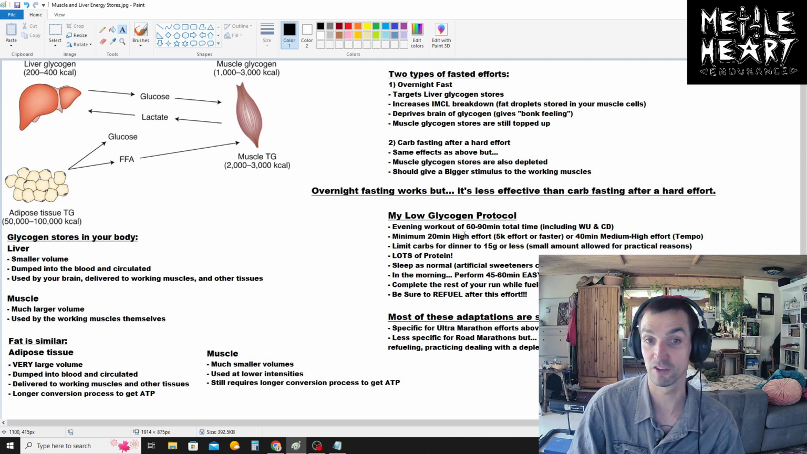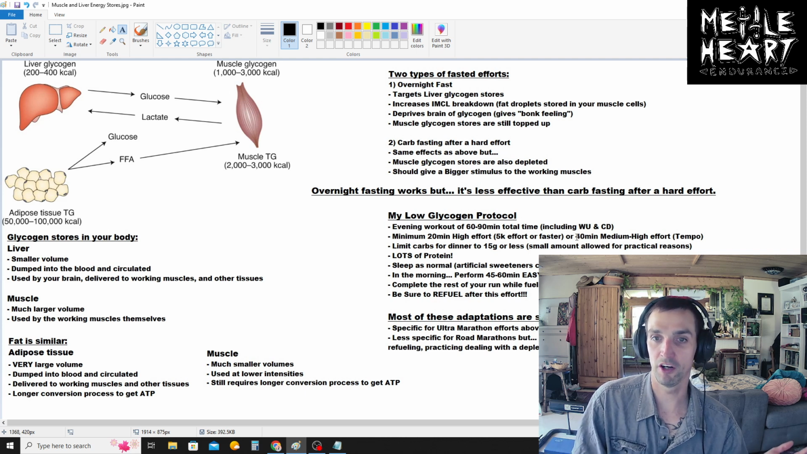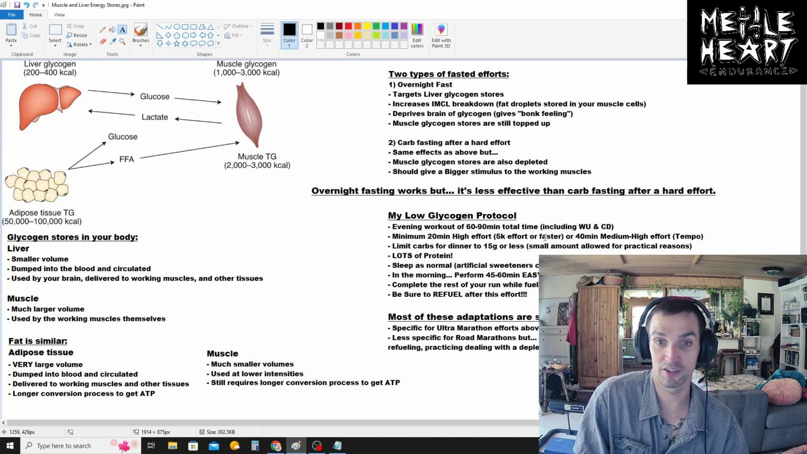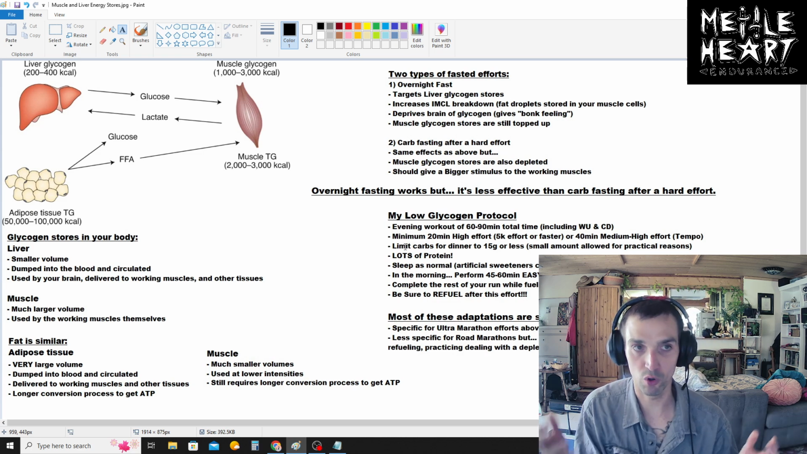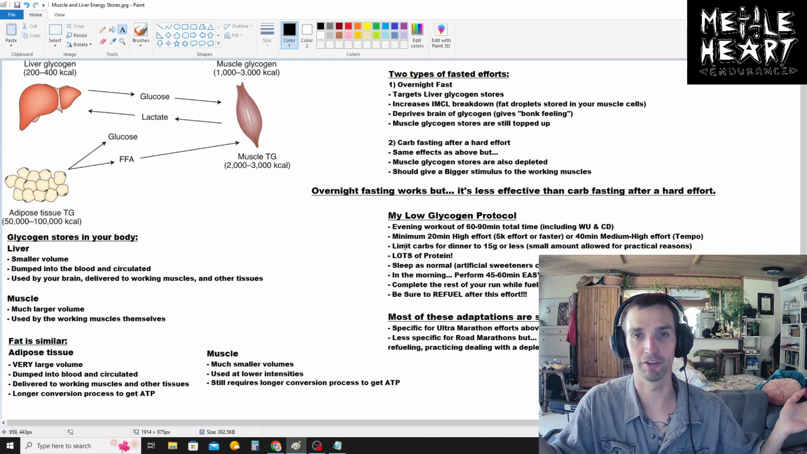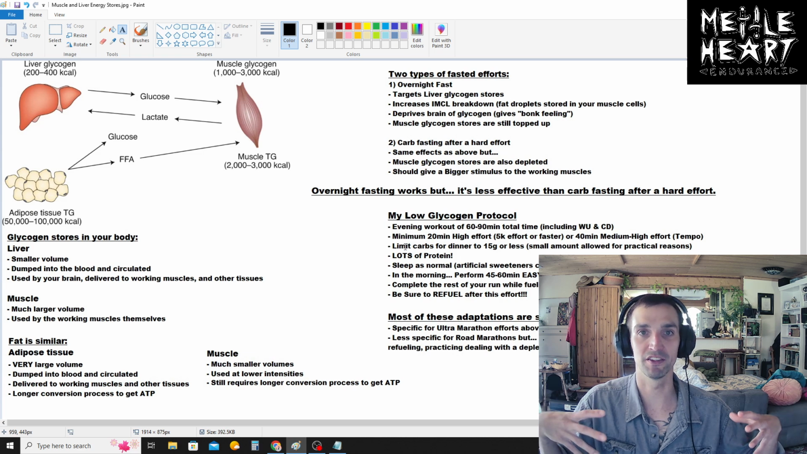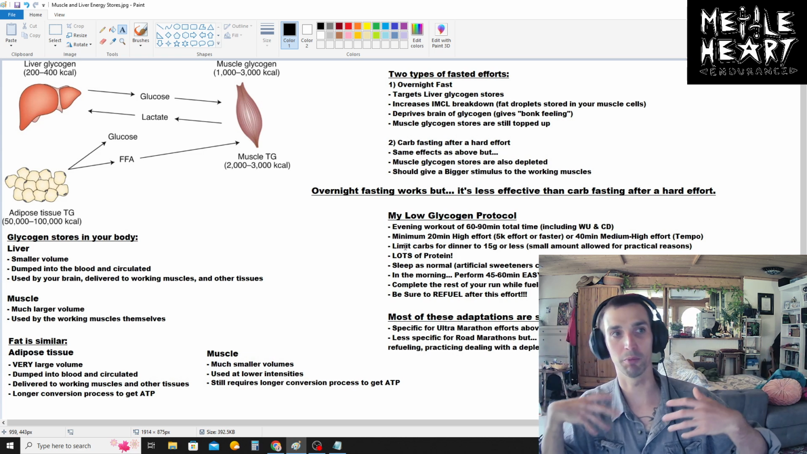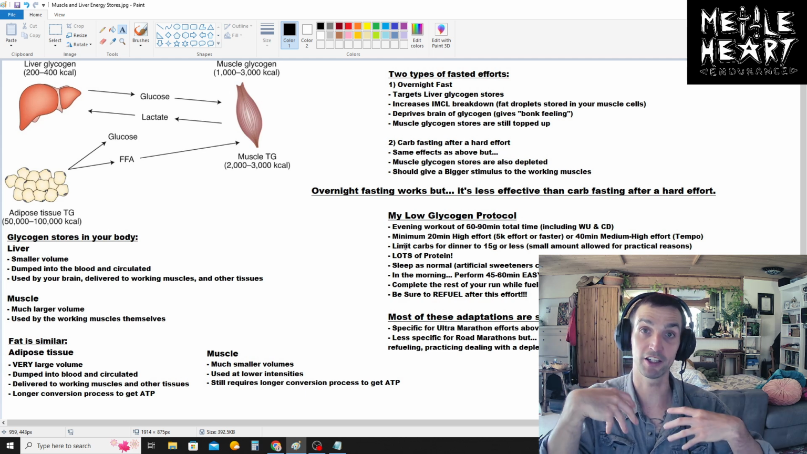So inside either 20 minutes of that high effort or 40 minutes of a medium-high effort, which can be like tempo, we don't have to go quite as hard, but if you do 40 minutes at tempo within a 60 to 90 minute session, which can include warm up and cool down, if you do a decent workout like that, you'll deplete most of the glycogen inside of your muscle. Now what we want to do is, when we have dinner, we don't want to refuel, because if you eat a full serving of carbohydrate again, over the course of you sleeping, your body's going to metabolize that and put that glycogen back into your muscle.